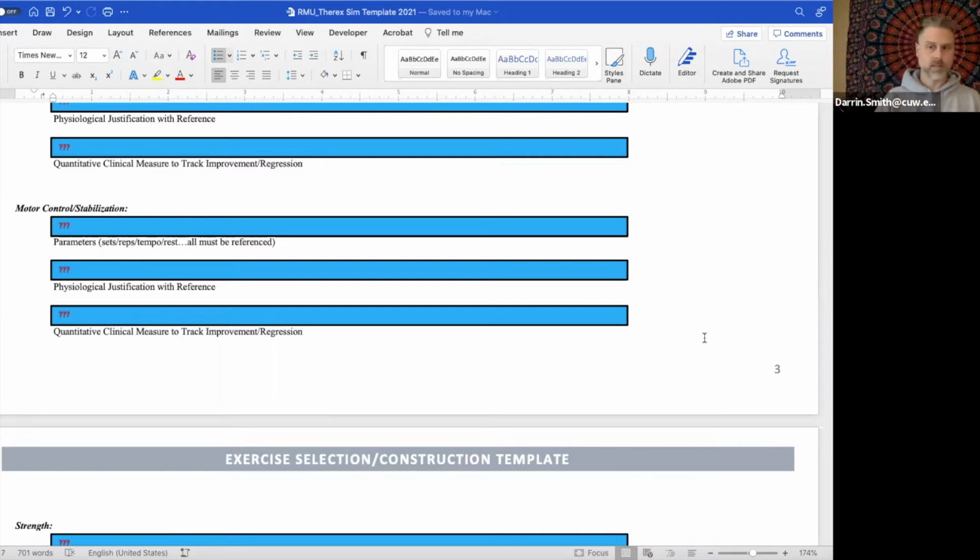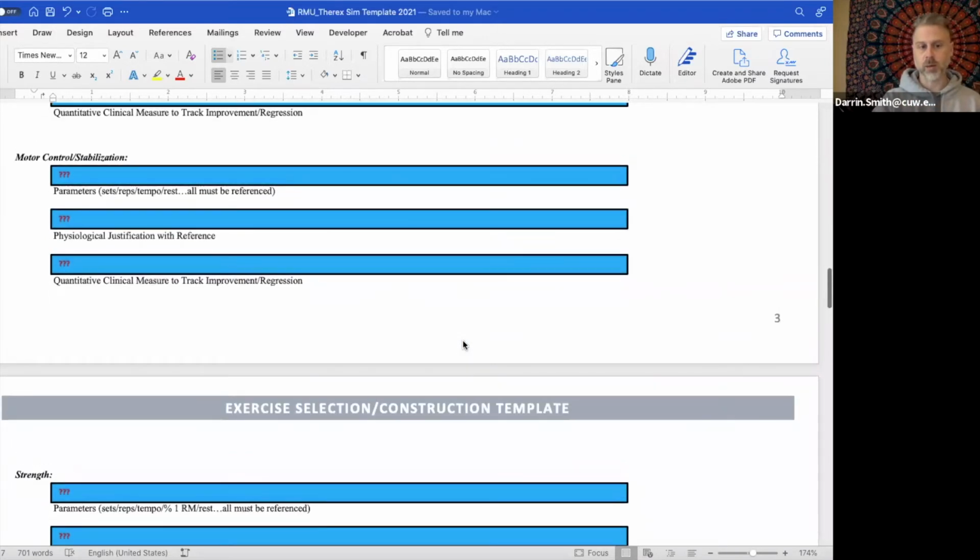You can try to look up sets and reps. You're not going to find anything. There's just a lot of different variables here, and it's all based off of what the patient needs. Okay. And then obviously, what is your measure to see if they improved the actual movement? Okay. And that measure may have to be between sessions.